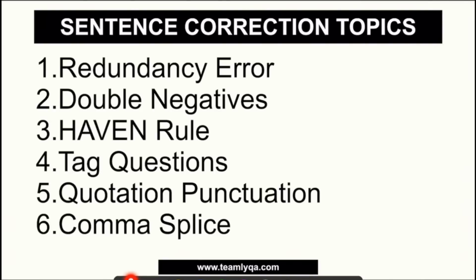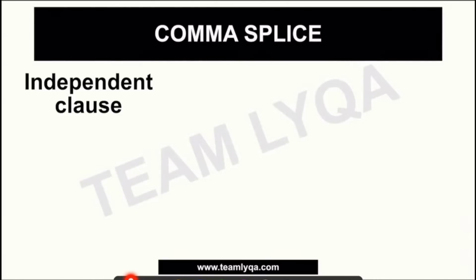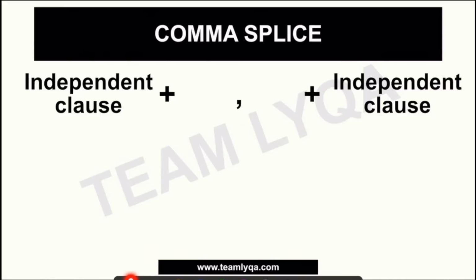Basically, nangyayari ito when meron kang isang independent clause, tapos, comma, kaya nga siya comma splice, plus another independent clause. Now, bakit ganon? Kasi, for it to be a sentence, okay, enough na meron kang isang independent clause lamang. Okay. Now, kung gusto mo magdagdag, what you could do would be to either turn it into a compound sentence or split it na lang. Okay? But not a lot of people know how to do that.